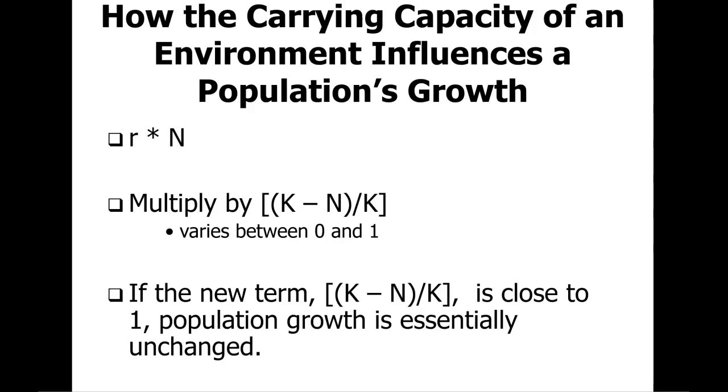So what you would do is take r times N, multiplied by (K minus N) over K, and that term is going to vary between 0 and 1. So if the new term in this equation is close to 1, population growth is essentially unchanged.